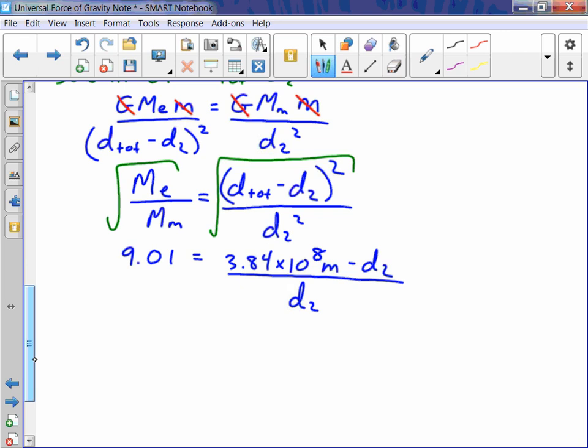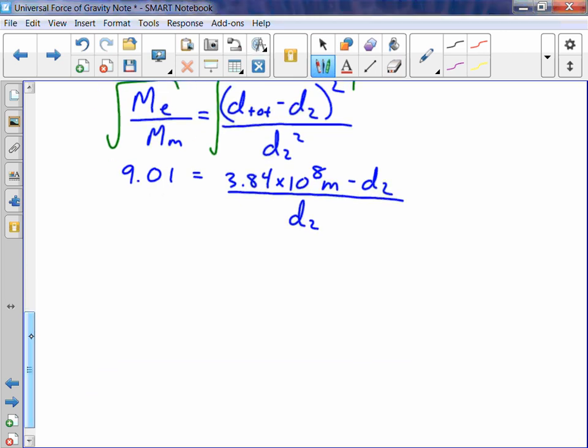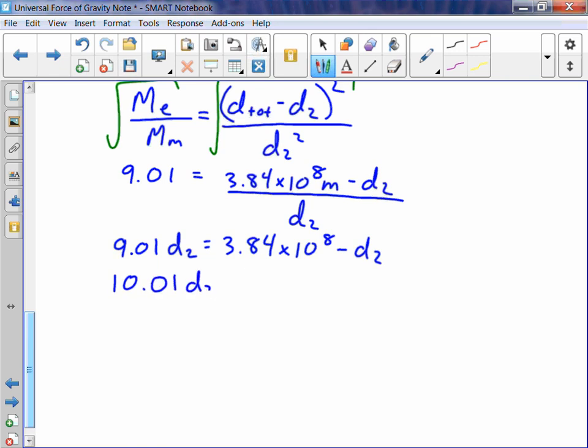Okay, so now I'm going to bring the D2 up to the top left. So we got 9.01 D2 equals 3.84 times 10 to the 8 minus D2. Bring the D2 over to the left again. So it's 8.01? Oh, wait, it's plus. My bad. Right, 10.01. Yeah, because if you're bringing it over, it's plus.